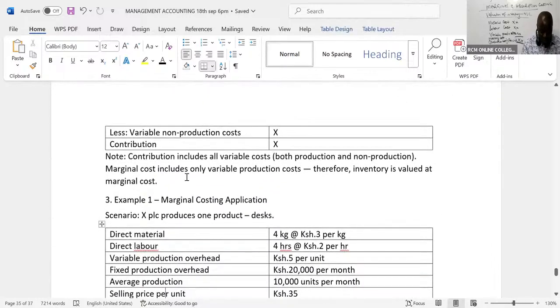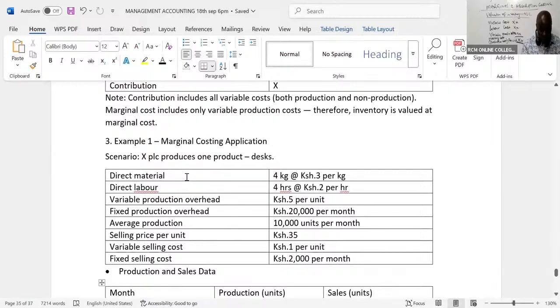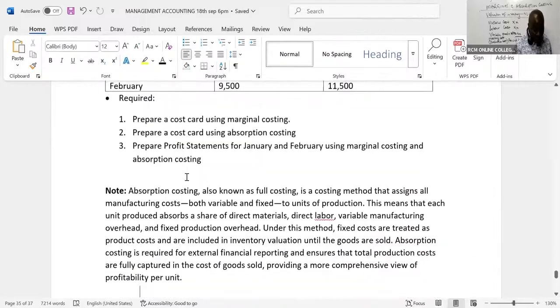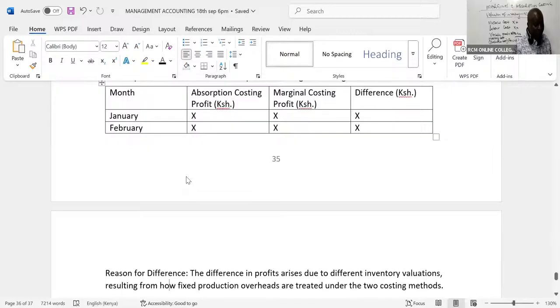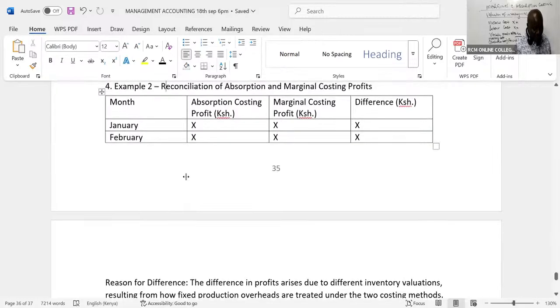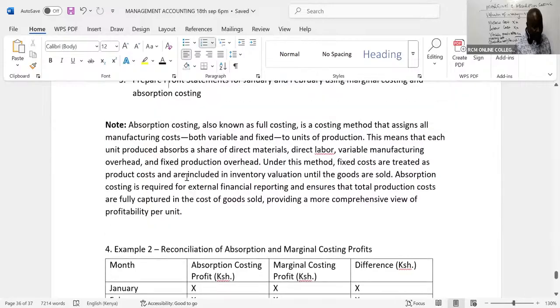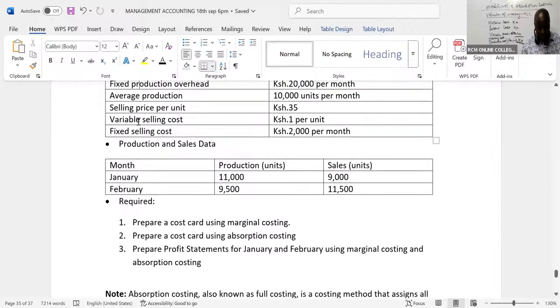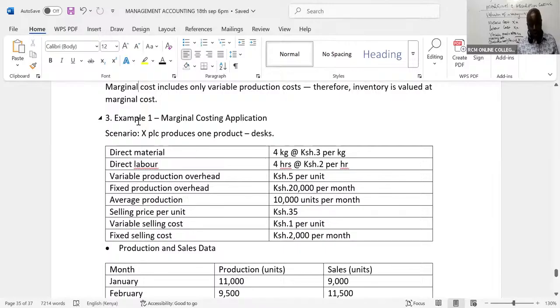So if you scroll that handout, you'll see where they have given us example 1, marginal costing application. This is on page number 35, the one written on the book itself. You know, there will always be two types of page numbers. You will be able to see at the middle there where they have given us a question to do with the marginal costing application scenario.